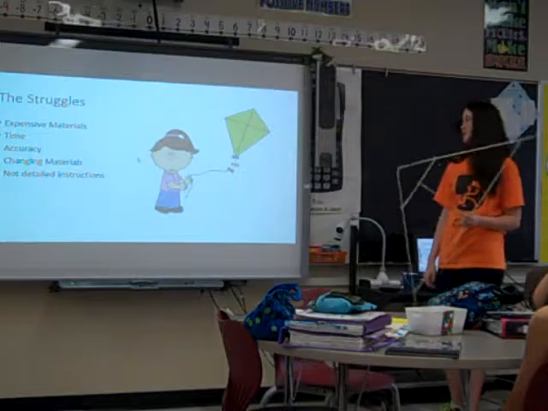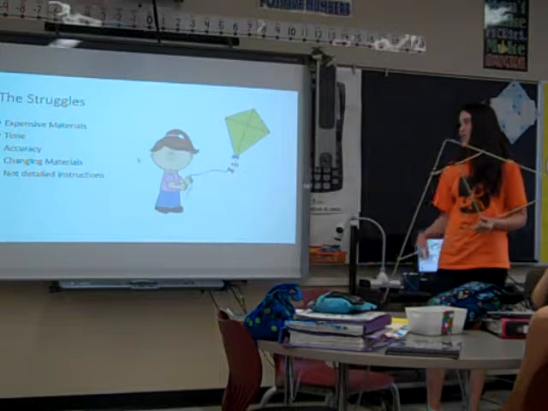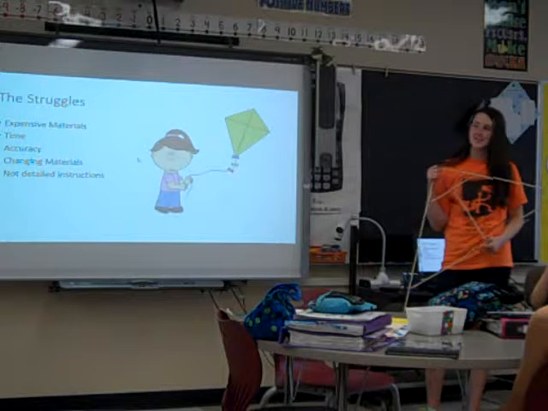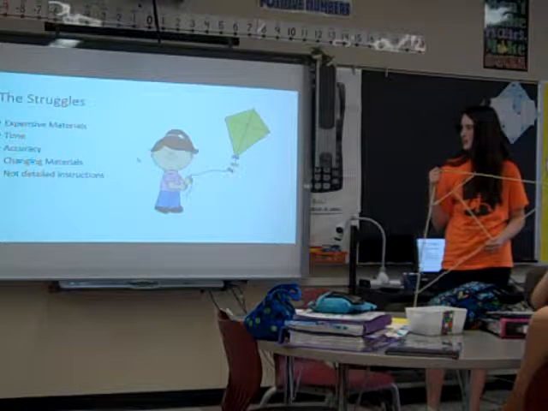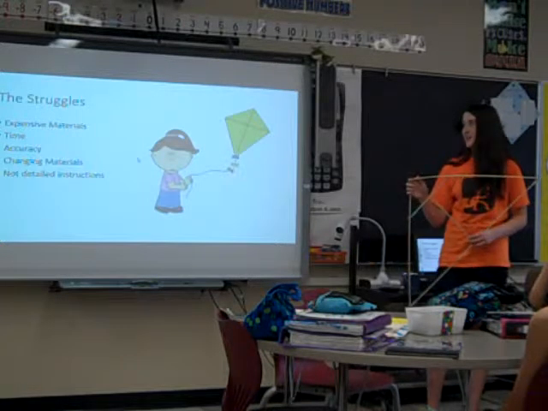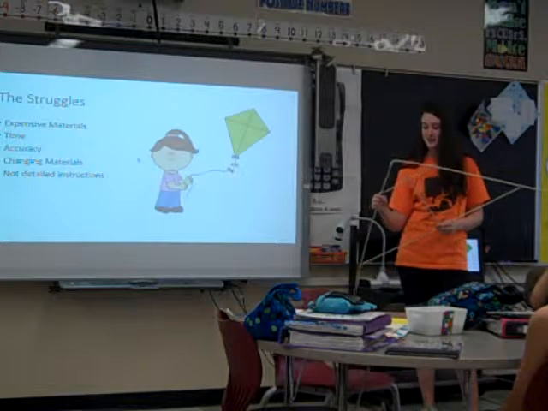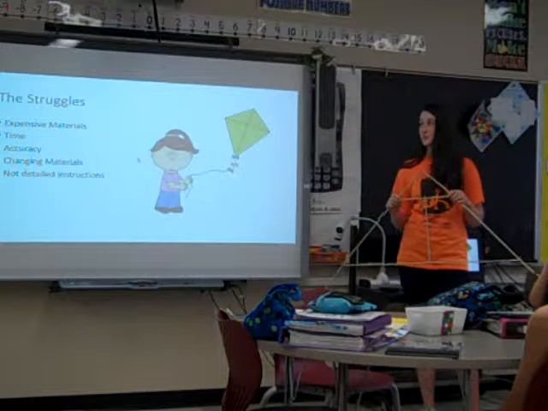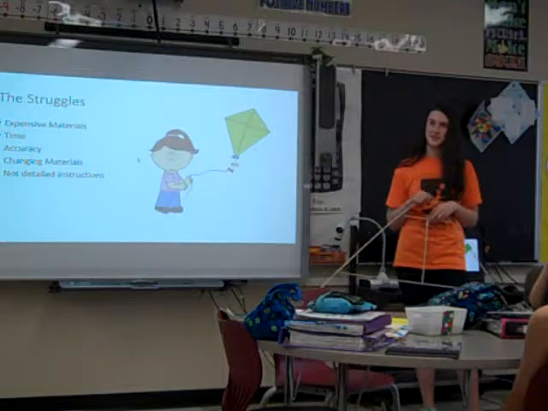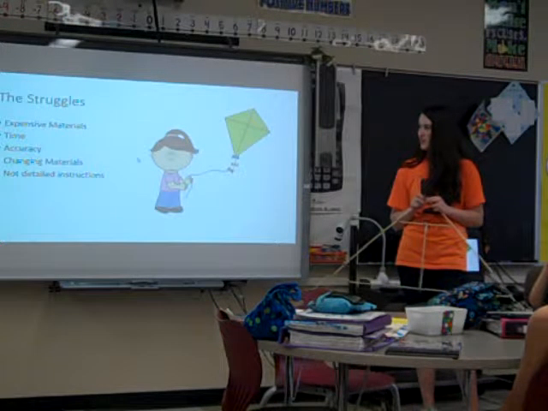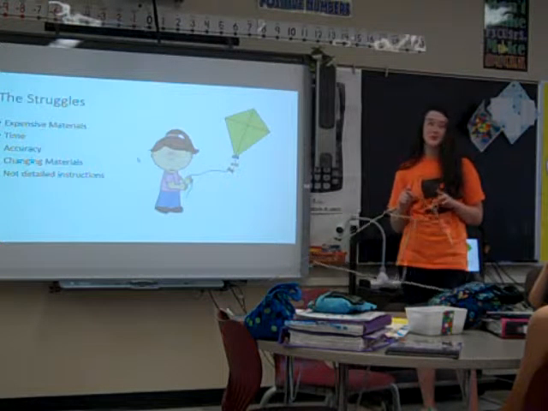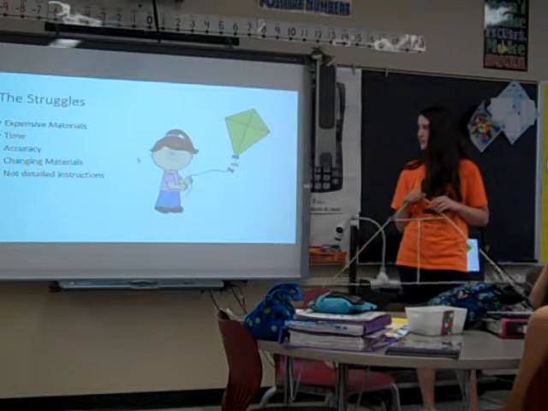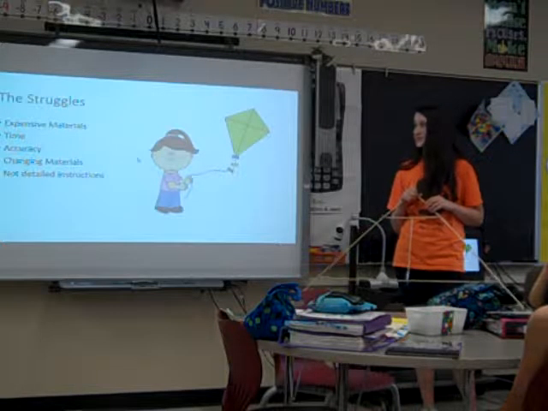I had a lot of expensive materials, so I had to use things that we had around the house, like Christmas wrapping paper, because we didn't get new ones. It took a really long time. It took an hour each to make all of the frames, and just a really long time overall to make 5 kites. When you measure, you have to be really, really accurate, and I didn't really know that when I first came in. So that was a struggle.